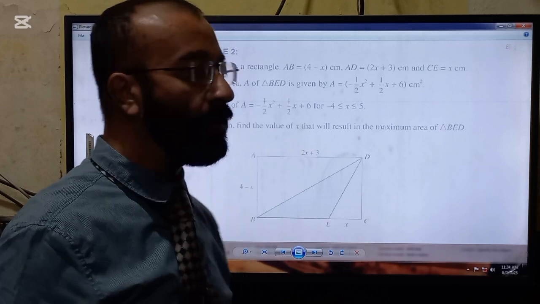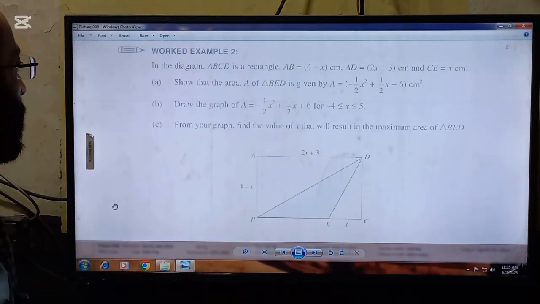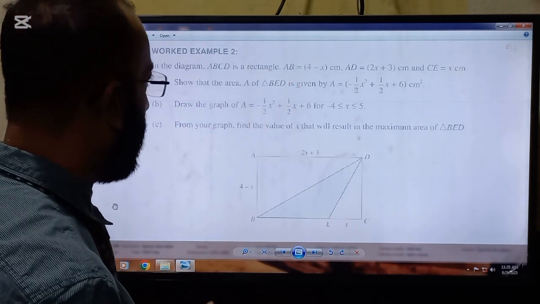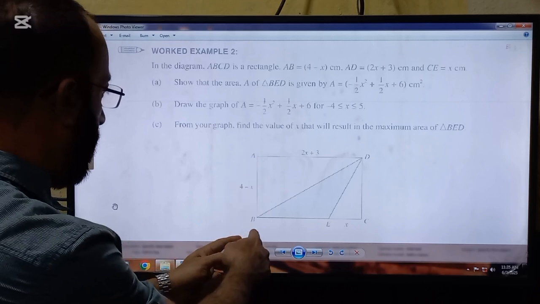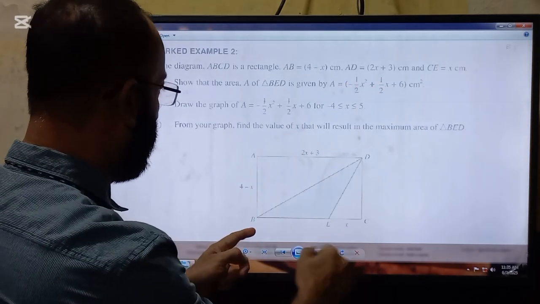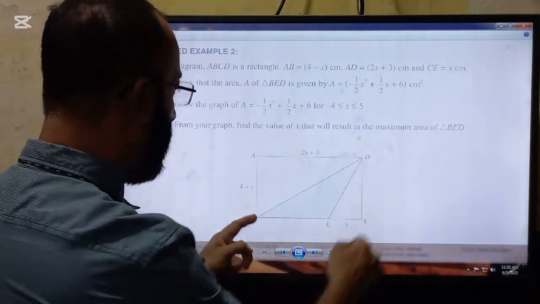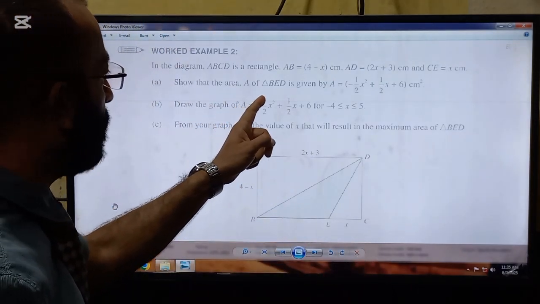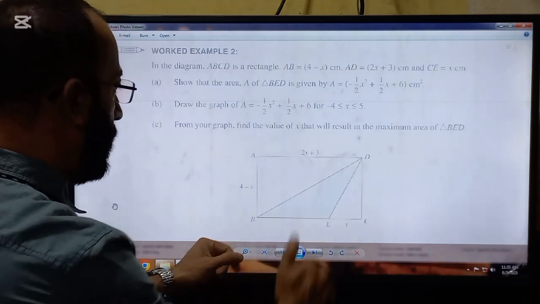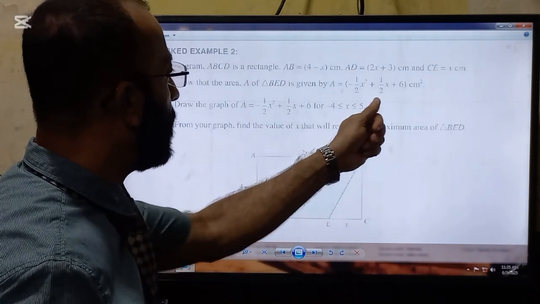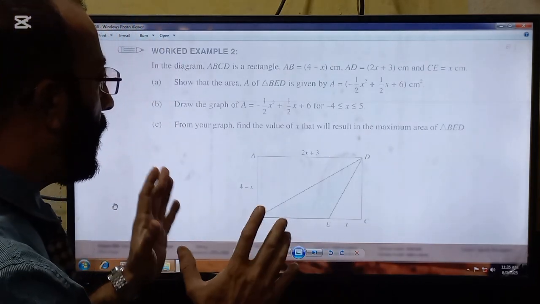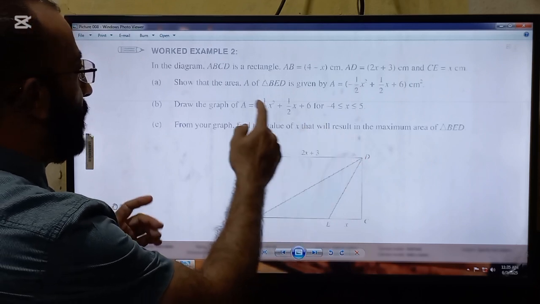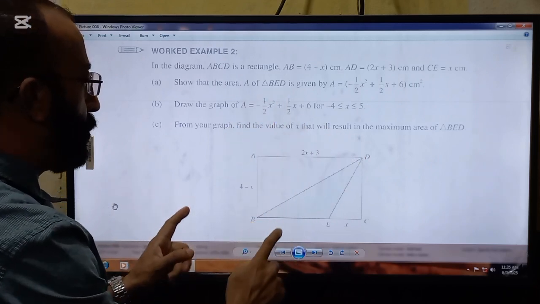Here is another very important question from this category. The question is, in the diagram ABCD is a rectangle where AB is 4 minus x, you can see AB is 4 minus x, AD is 2x plus 3, so this is 2x plus 3, and CE is x. So show that the area of the triangle BED is given by, we have to prove this. So the method is, the formula for the area of a triangle is, because the area of the triangle is the requirement, 1/2 times base times height.